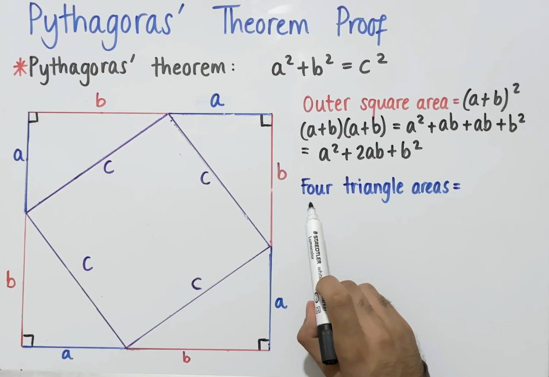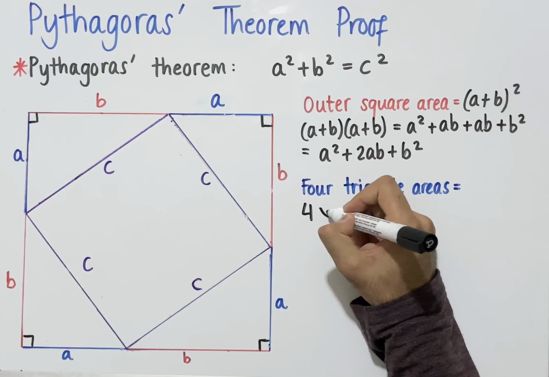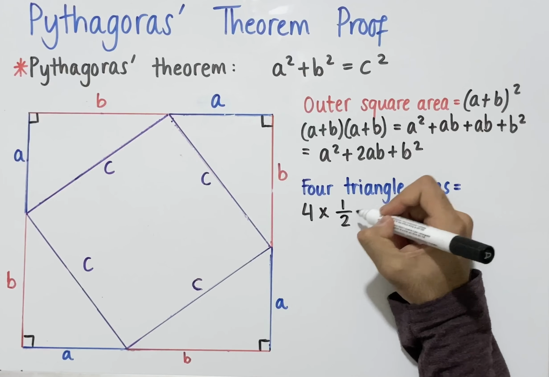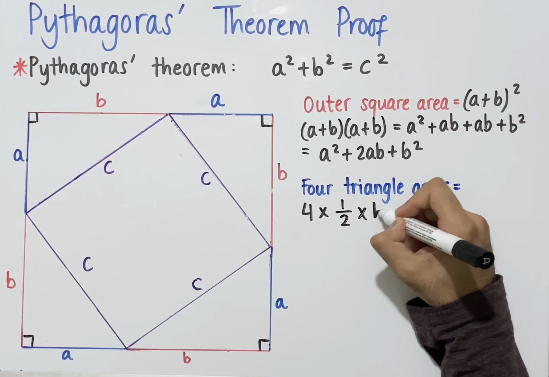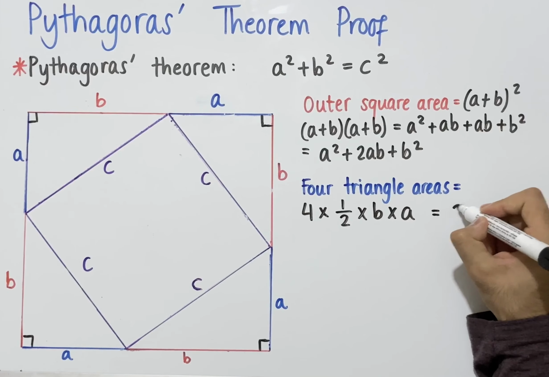Now, to work out the area of the 4 triangles, we have 4 multiplied by the area of one of the triangles. And to work out the area of a triangle, we use the formula a half times base times height. So in this case, the base for this triangle is b, the height is a, and so we have a half times the base, b, times the height, a. And so this would equal the area of the 4 triangles. If we simplify this, 4 times a half is 2, 2 times b times a is equal to 2ab.